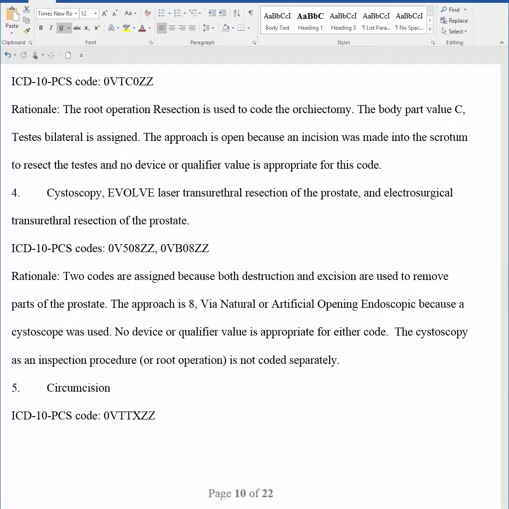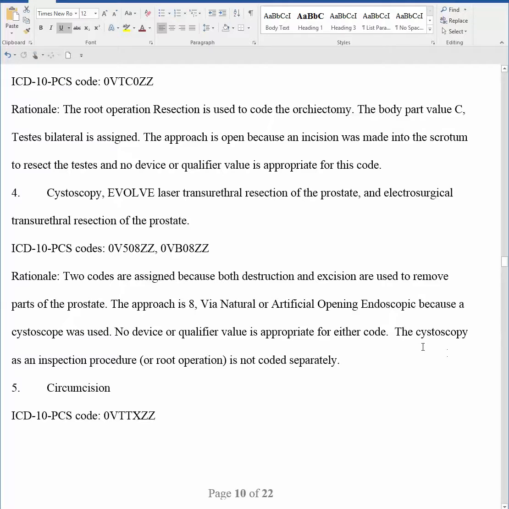0VB08ZZ. There's no documentation that this was a diagnostic procedure. Yes, the specimens were sent to pathology. But at the beginning of the procedure, the physician already knew that the patient has benign prostatic hypertrophy. It says history of lower urinary tract symptoms linked to benign prostatic hypertrophy. So they were not looking to diagnose anything, but they're going to, as per clinical practice, send specimens out to pathology. But there's no documentation that's diagnostic in nature.